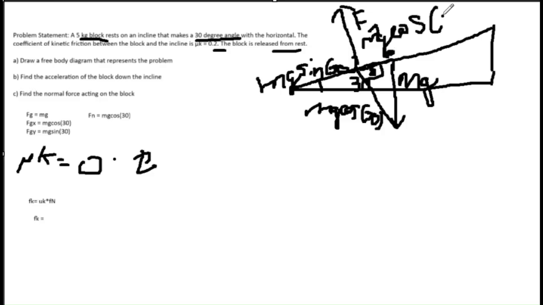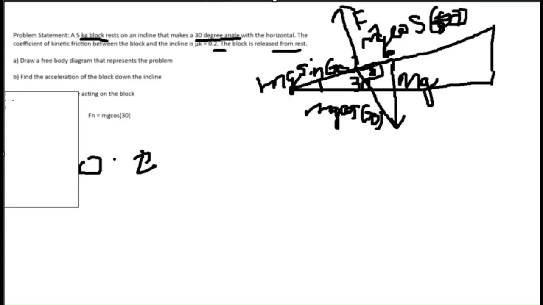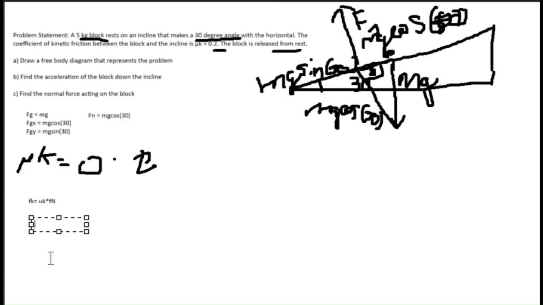Okay, 30. Okay, so that means using the formula, plugging in all the values, 0.2 times mg cosine 30. Okay, and we'll start solving them later.